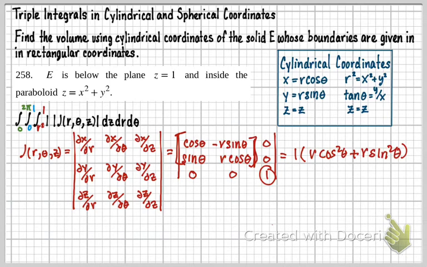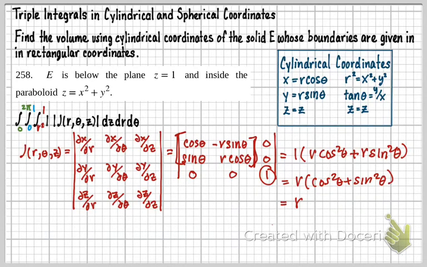So then this cleans up, the 1's just going to be 1. So I'm going to factor an r out of these two on the inside. So that's going to be an r, and I'm going to end up with cosine squared theta plus sine squared theta. And that cosine squared theta plus sine squared theta equals 1. So I get 1 times r, which is just r. So the Jacobian for the cylindrical coordinates is going to be r.